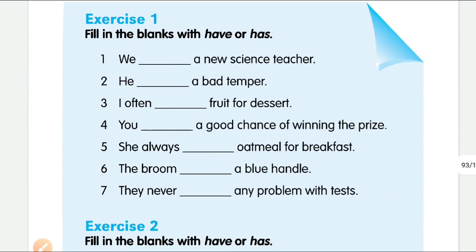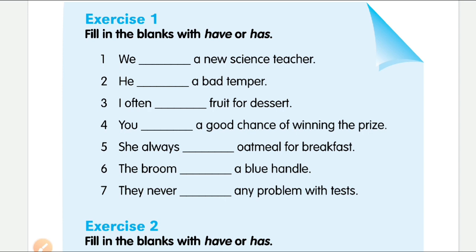So now we will move to an exercise. We dash a new science teacher. We dash a new science teachers means we have a, because we are plural. He dash a bad temper. He is third person singular number. That's why he has. I often dash fruit for dessert. I often have fruit for dessert. After I we use have.